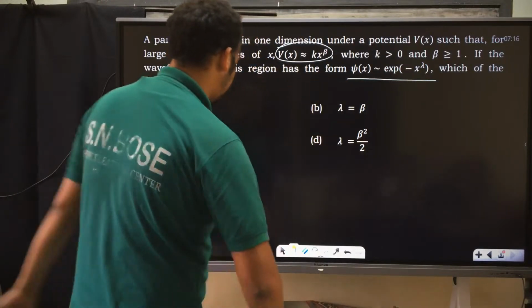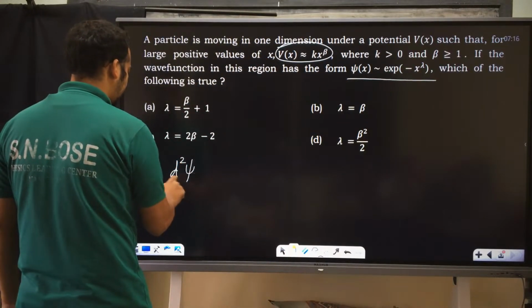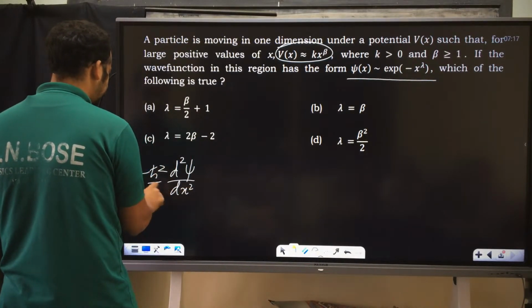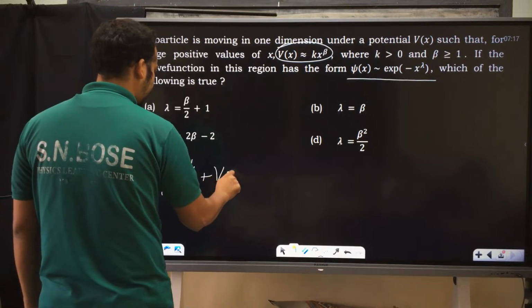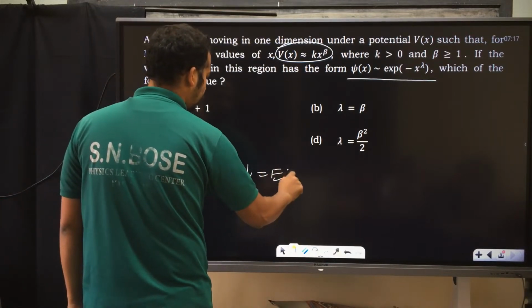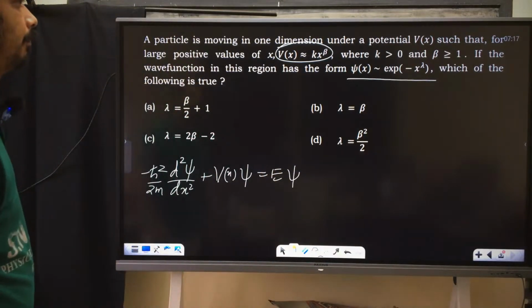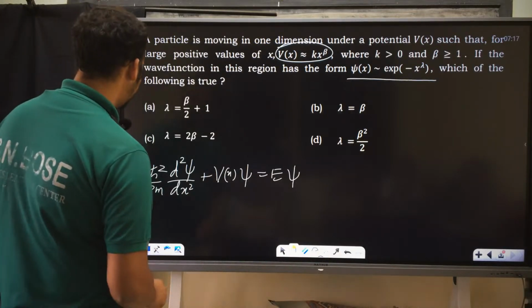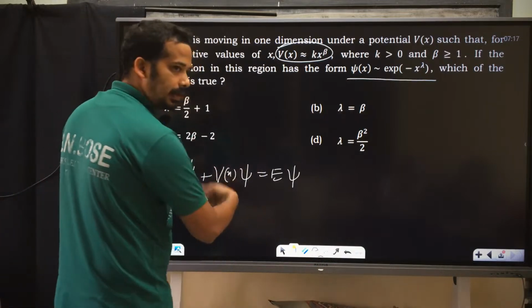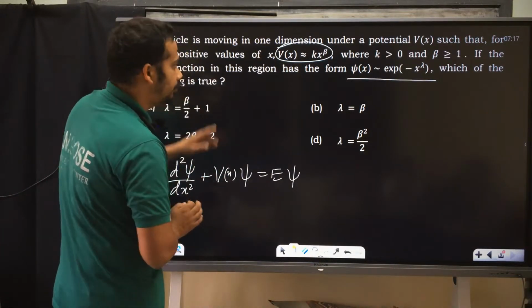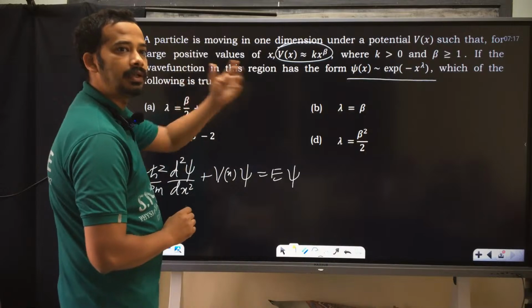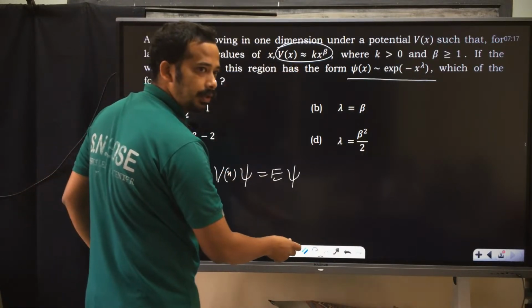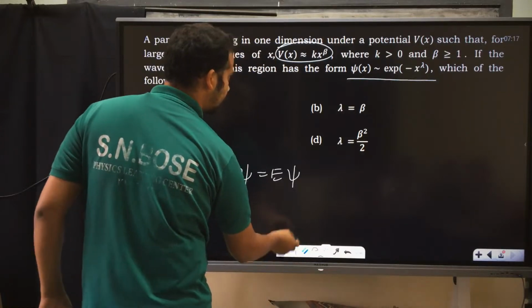You take its second derivative, okay? I mean minus h bar square by 2m d square psi by dx square plus v of x into psi is equal to e into psi. Now, when you take the second derivative, in that step you make this approximation. Let x be very large. For large x, what happens? This v of x is replaced by kx power beta. Can you quickly find the second derivative of this one?